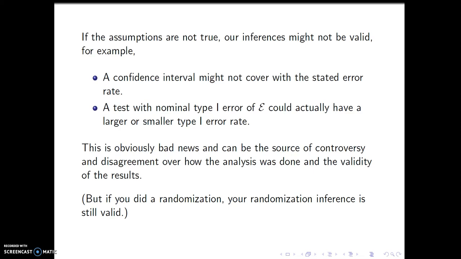Now, not all the time, honestly, but much of the time, if we have applied incorrectly the statistical model, we will get results that are spurious. So a confidence interval may not be actually covering a stated error rate. You might say 5% error, but it might be much, much greater or much, much smaller. A nominal error rate of epsilon could actually have a higher or smaller error rate similarly.